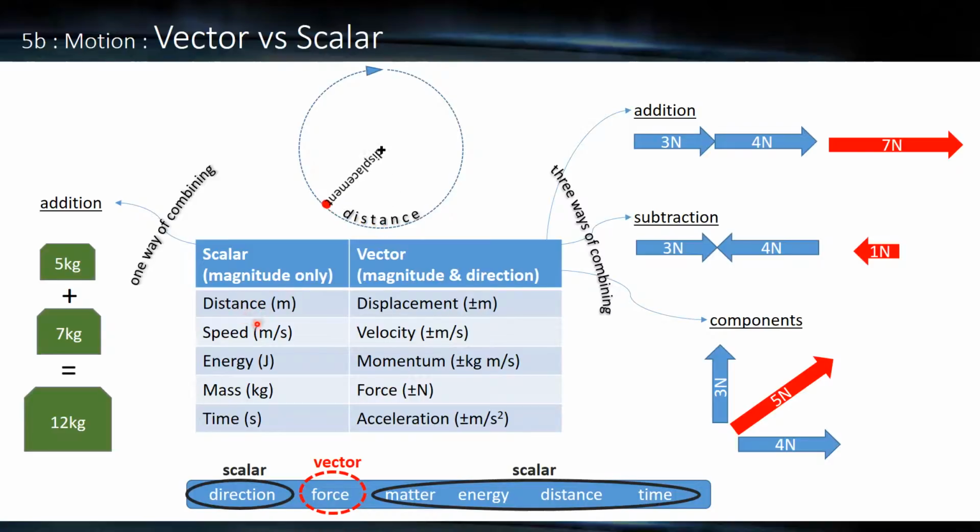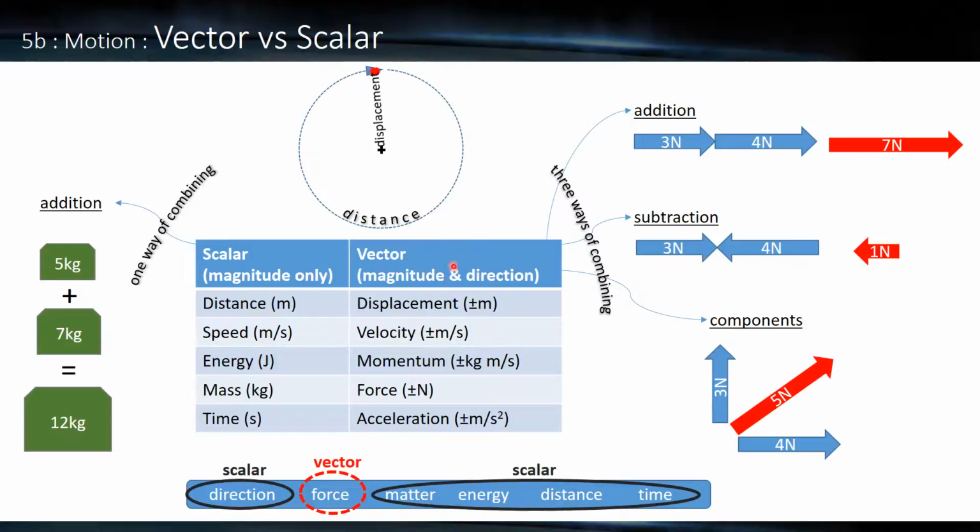So we've got a couple of examples here. A crucial difference is there's only one way of combining scalars. So our example here is we've got 5 kilograms plus 7 kilograms is only ever going to equal 12 kilograms. There's only one way of combining them.